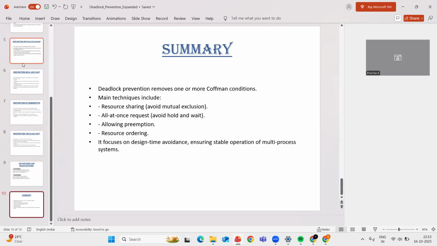To summarize, deadlock prevention focuses on breaking at least one of the four Coffman conditions. We can prevent mutual exclusion by sharing resources, hold and wait by requesting all at once, no preemption by allowing release and reallocation, and circular wait by ordering resource requests. Unlike deadlock detection, this method avoids the problem completely rather than solving it afterwards. It's widely used in systems that require high reliability, such as embedded systems and critical services.